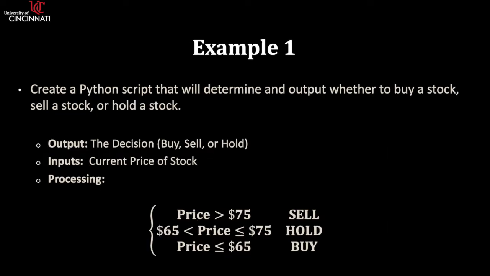On to our first example problem that's going to involve some live coding. The first example problem is we have to create a Python script that will determine an output of whether to buy a stock, sell a stock, or hold a stock. As we talked about, the output is to buy, sell, or hold. The input is the current price of stock, and here's what the processing looks like. If the price is greater than $75, we want to sell the stock. If the price is greater than 65 but less than or equal to 75, we hold the stock. And if the price is less than or equal to $65, we buy the stock.